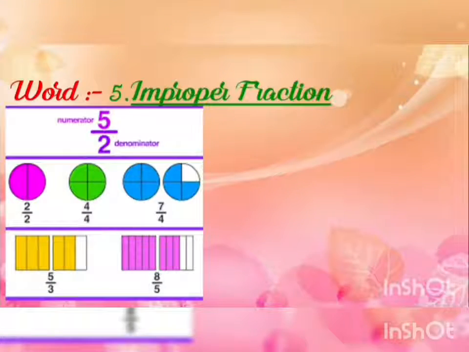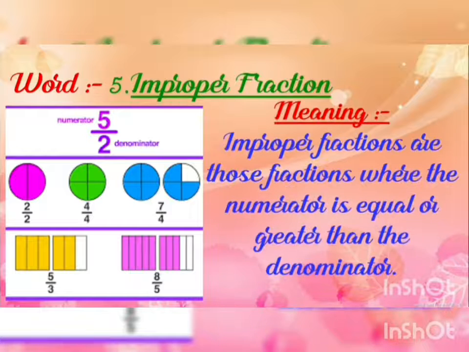Next we have improper fractions. Improper fractions are those fractions where the numerator is either equal to or greater than the denominator. For example, 2/2, 4/4, 7/4, 5/3, 8/5. You can clearly see in these examples that either the numerator is equal to the denominator or greater than the denominator. So these fractions are your improper fractions.